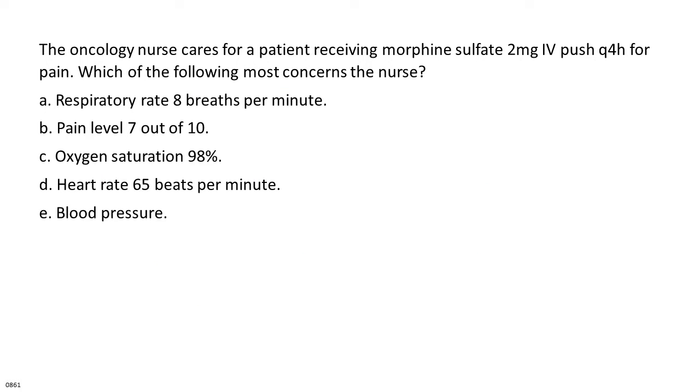The oncology nurse cares for a patient receiving morphine sulfate 2 mg IV push Q4H for pain. Which of the following most concerns the nurse? A. Respiratory rate 8 breaths per minute. B. Pain level 7 out of 10.